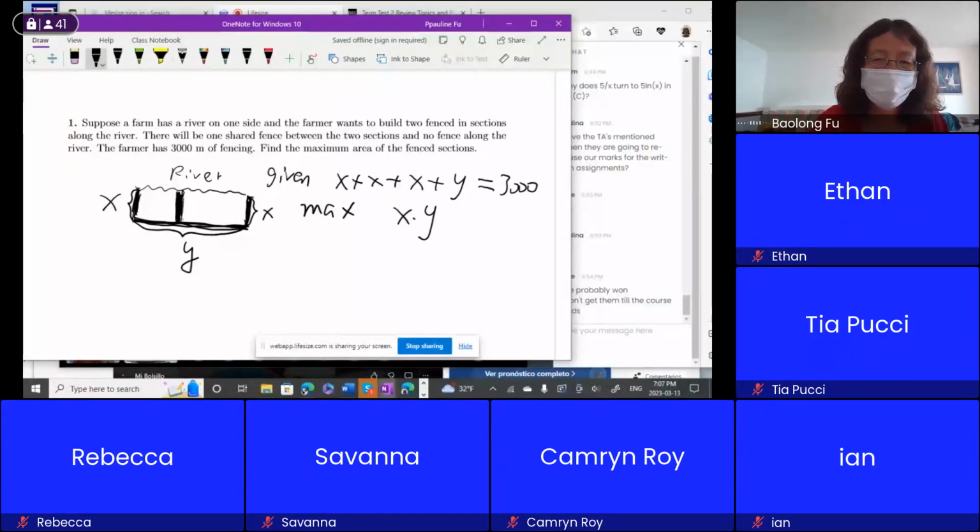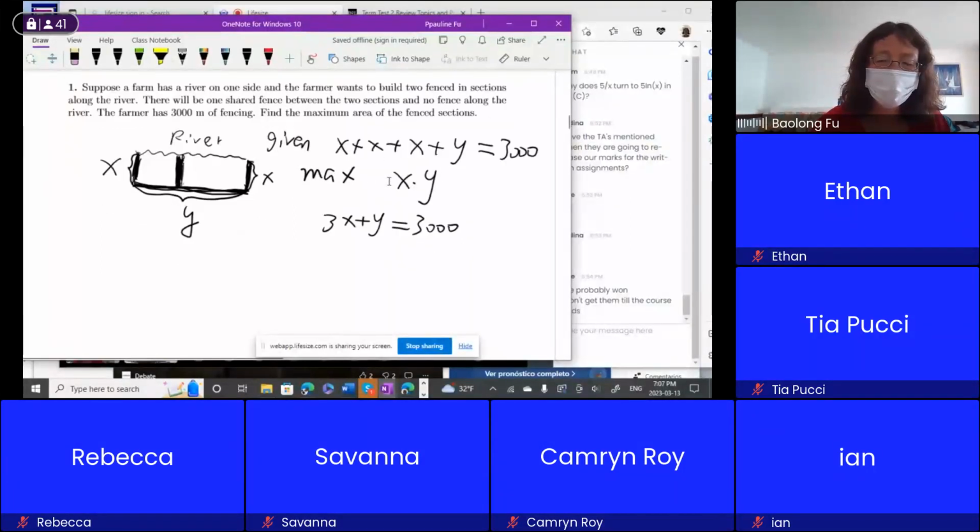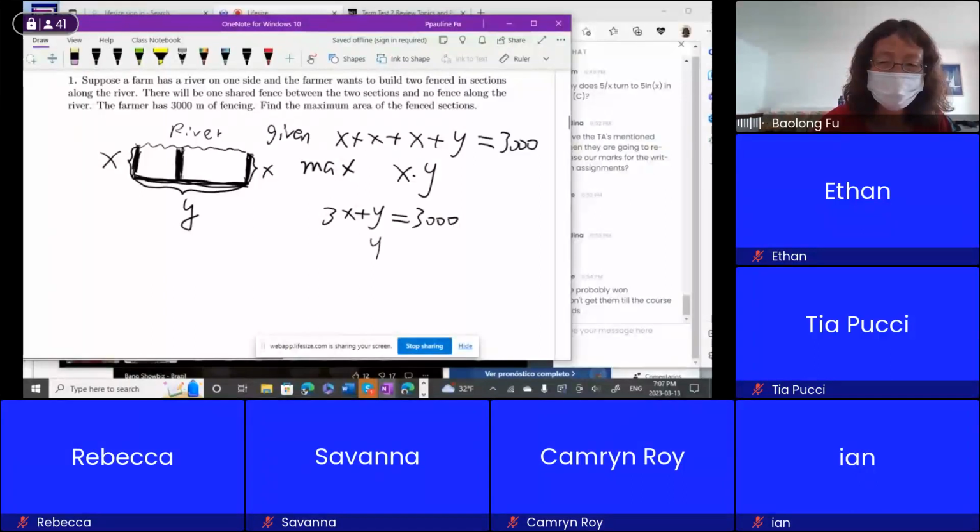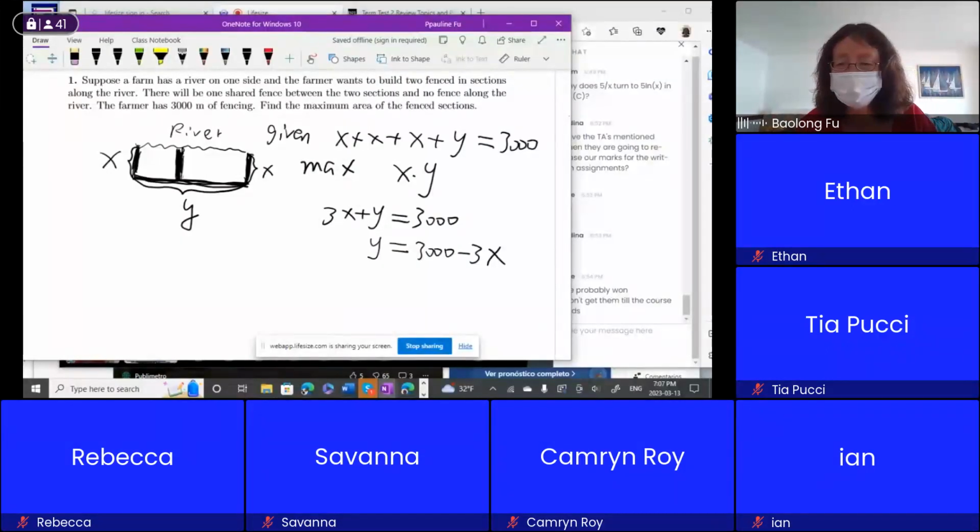Okay, so now let's simplify the given. It is the same as 3x plus y equal to 3,000. From here, what is y? Y equals 3,000 minus 3x, correct? Any questions so far?